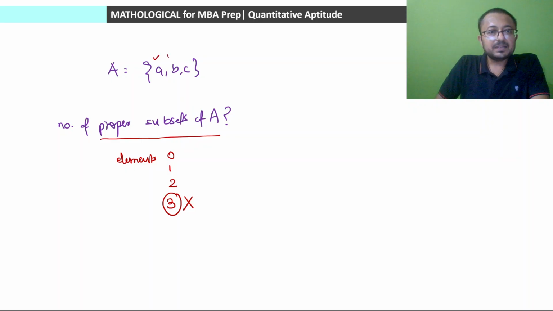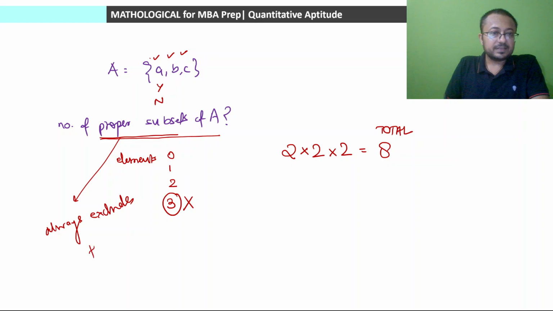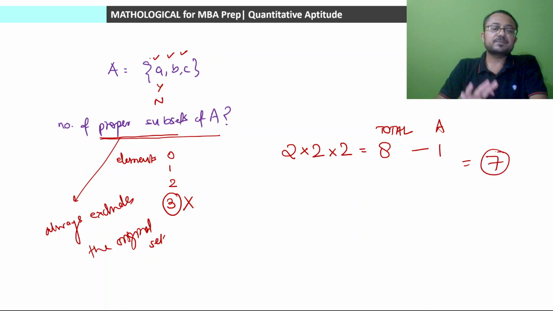Basically for every element there is a choice, either it will be included in the subset or not included in the subset. So for every element there are two choices. So 2 choices for A, 2 for B, 2 for C. Total subsets will be 8. This is the total number of subsets. But हमें चाहिए proper subsets, and proper subsets always exclude the original set, which is A. Original set को exclude करना पड़ेगा, -1. So our proper subsets will be 7.